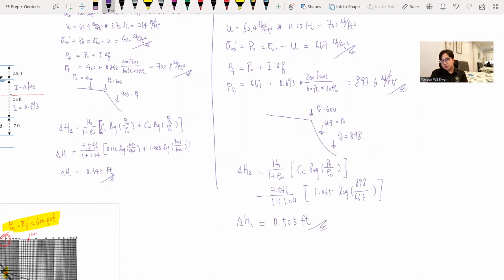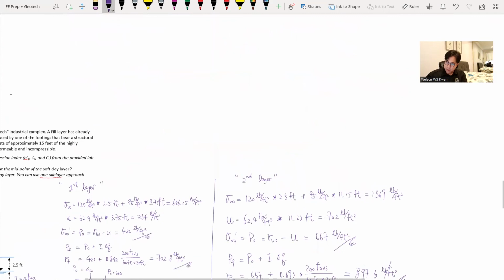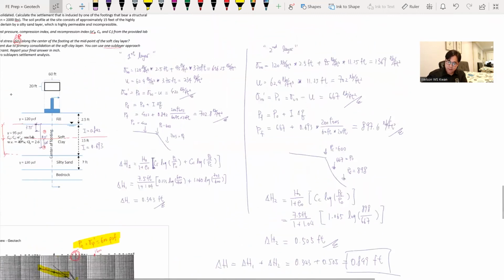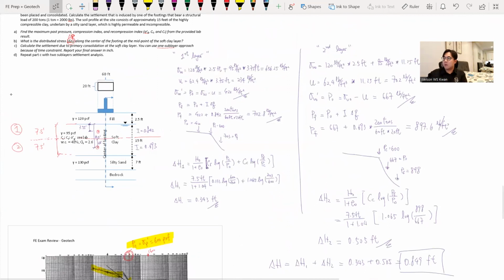So this is not the final answer, right? The final answer, the settlement for the two-sublayer analysis, would be equal to the settlement of the first layer plus the second layer. And the final answer is 0.849 feet, which is less than the one that we got from part C, which is roughly about 1 foot. But now here we got about 0.85 feet.